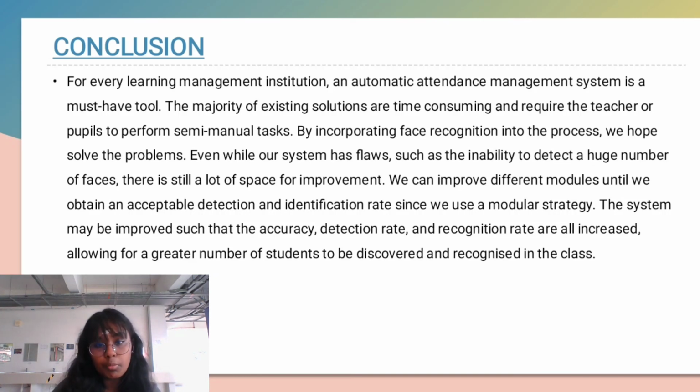We can improve different modules until we obtain an acceptable detection and identification rate, since we could use a modular strategy. The system may be improved such that the accuracy, detection rate and recognition rate are all increased, allowing for a greater number of students to be discovered and recognized in the class.